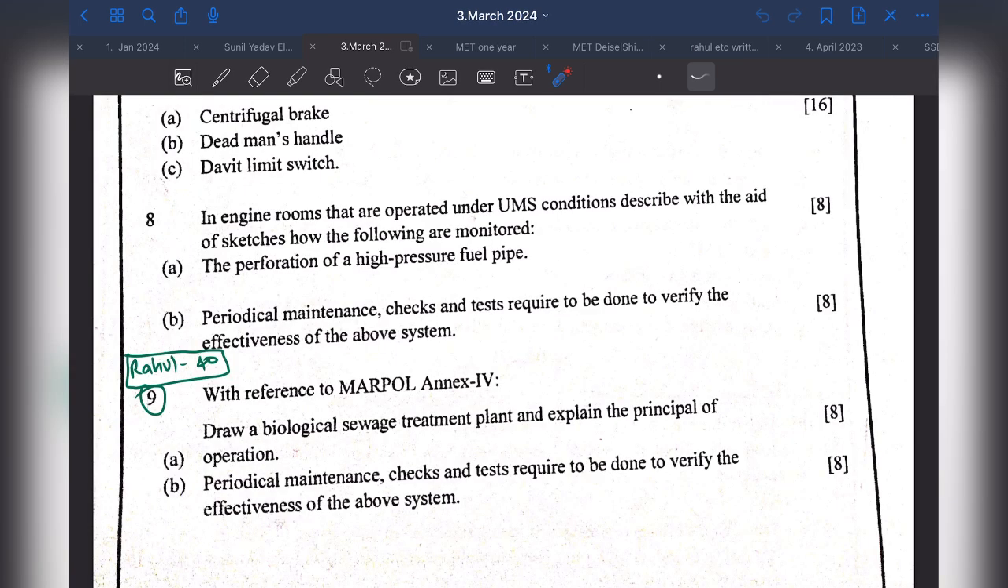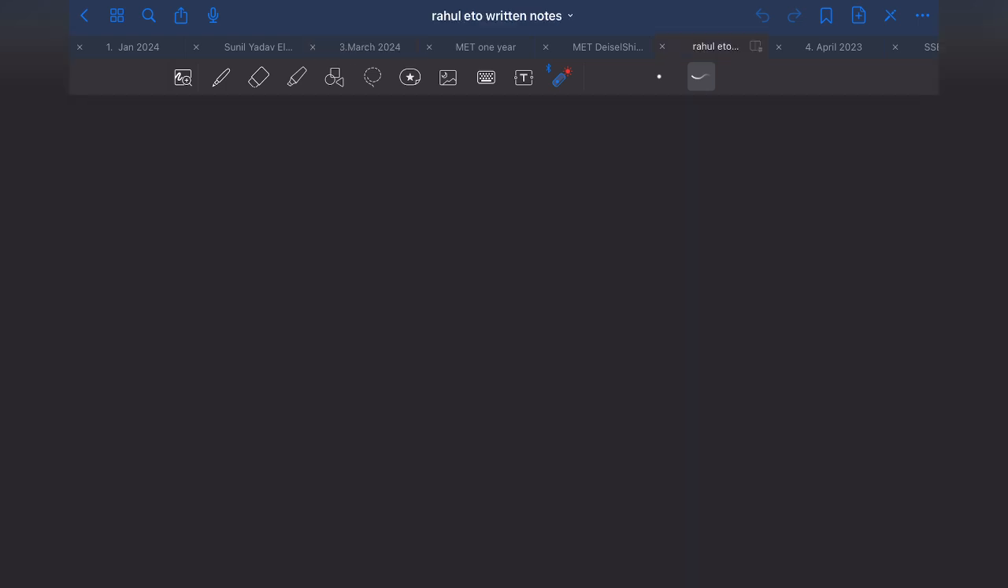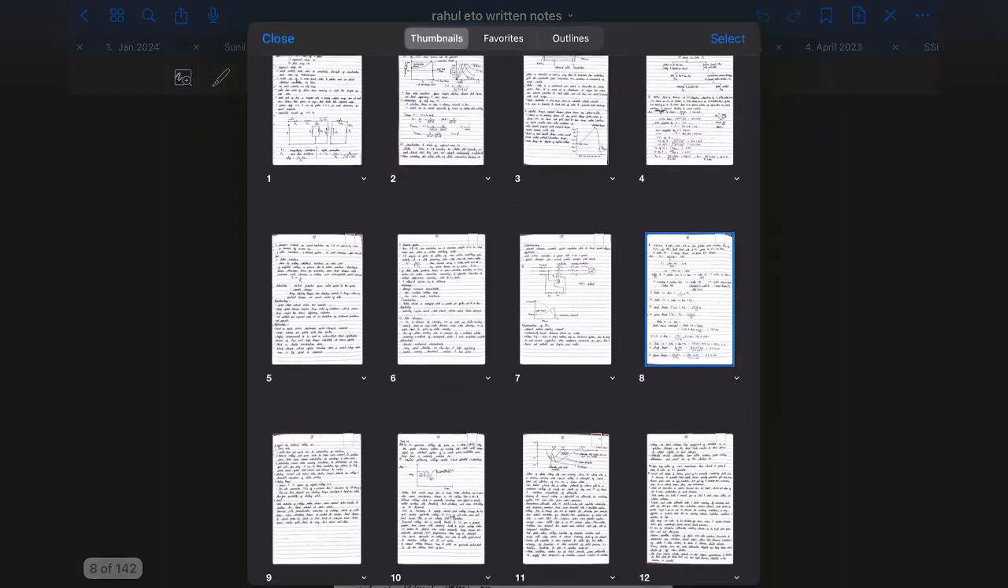And now we will move to the last question with reference to MARPOL Annex 4. Draw a biological sewage treatment plant and explain the principle of operation and periodical maintenance checks and tests required to be done to verify the effectiveness of the above system. This answer you can find in my notes, Rahul, page number 40. Let's go to page number 40 of my answer.